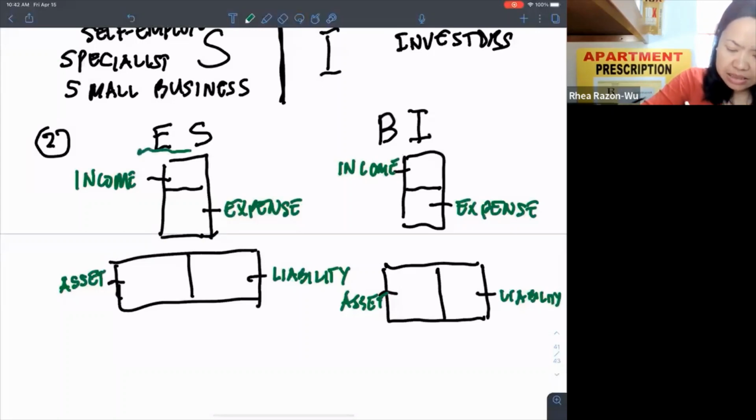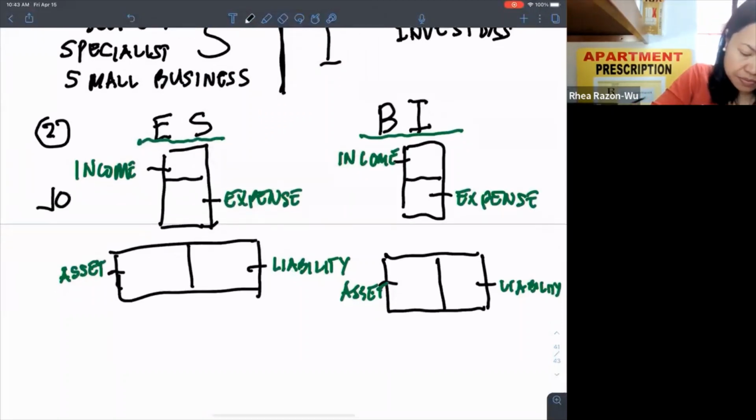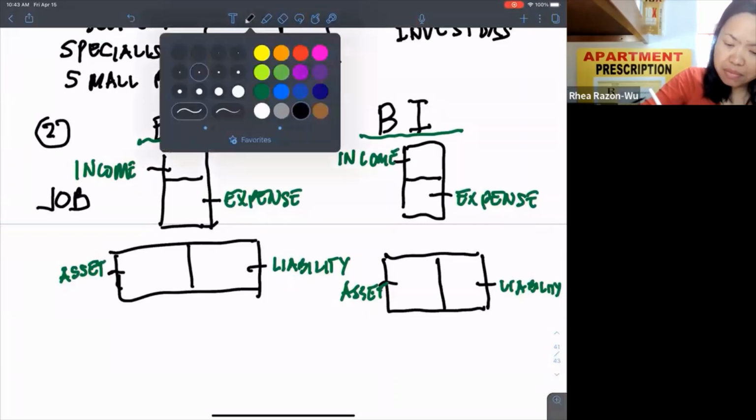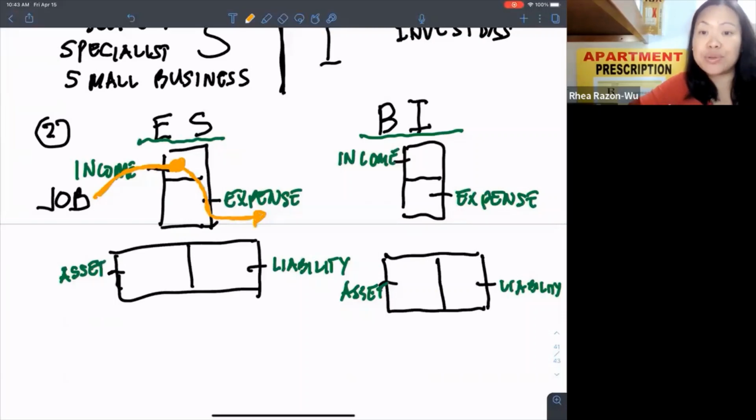So the E and the S, employee and self-employed, versus big business and investors. What they do is, the E and the S have a job. And so their money flows from their job, they get an income, and they have an expense. Whatever is left after taxes, they use for their daily living and for their other bills. And that goes out to the expense.